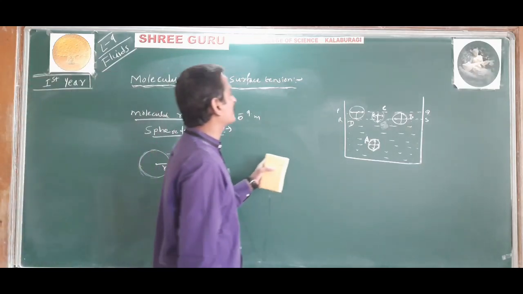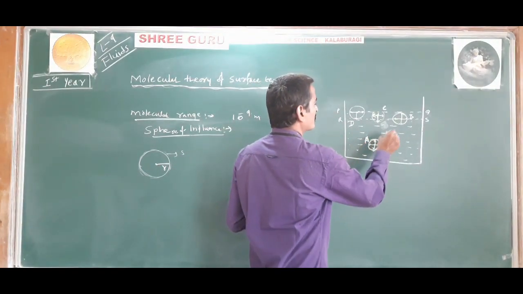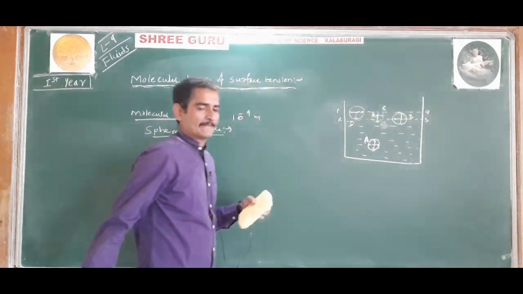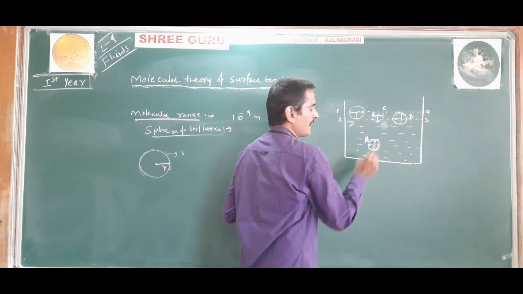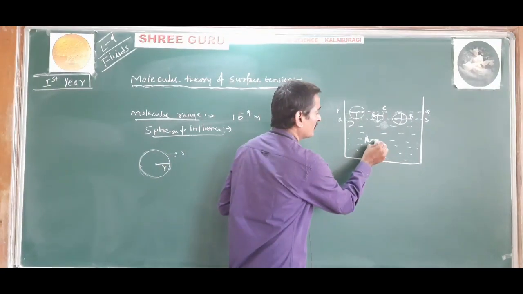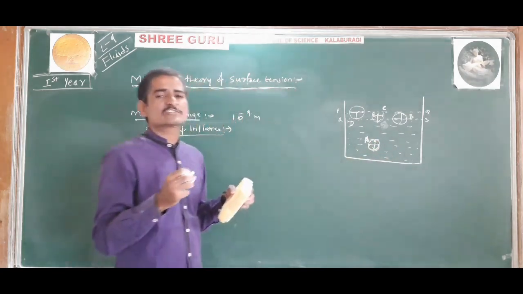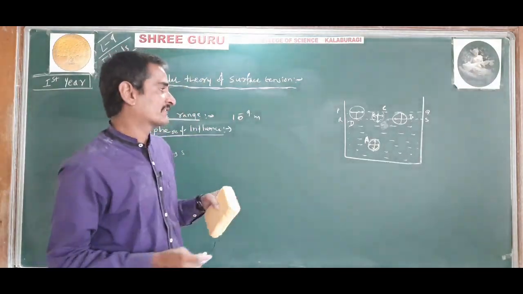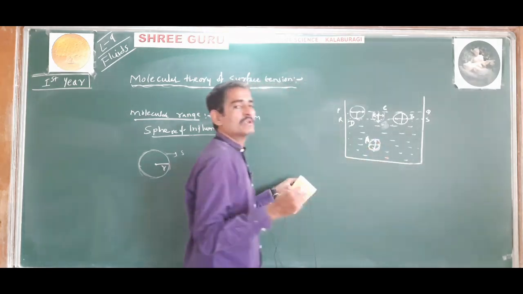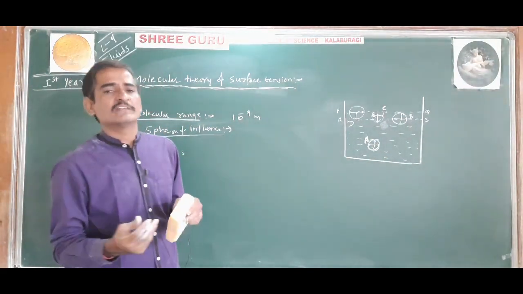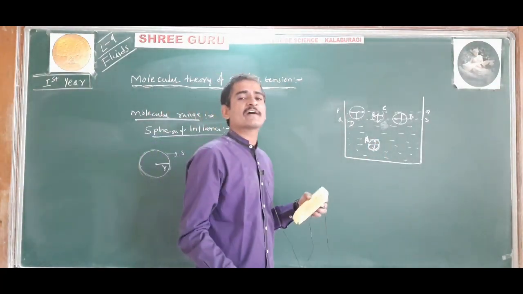So now, to understand the molecular theory of surface tension, let us consider four molecules A, B, C and D inside the liquid. The molecule A, which is here. All the molecules which are within the sphere of influence of molecule A will try to attract the molecule A. Thence, the net force acting on the molecule A becomes 0.